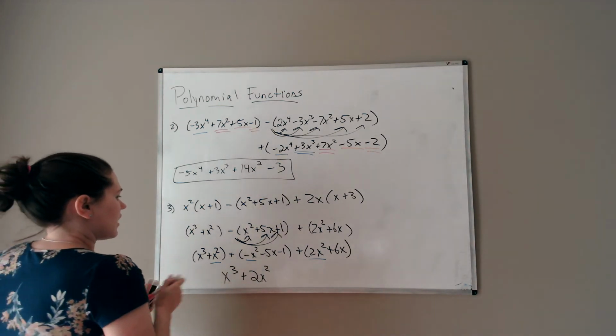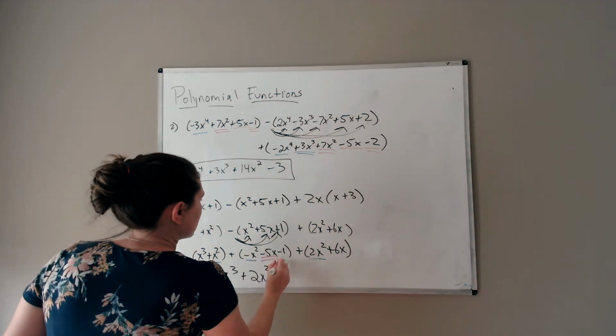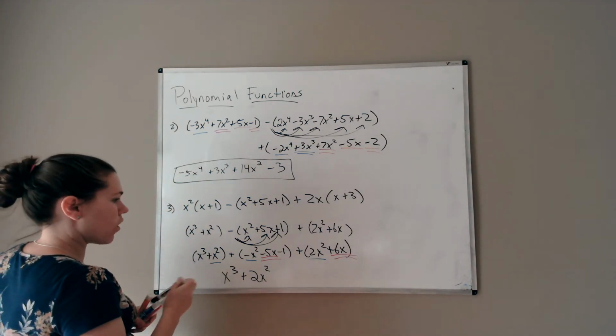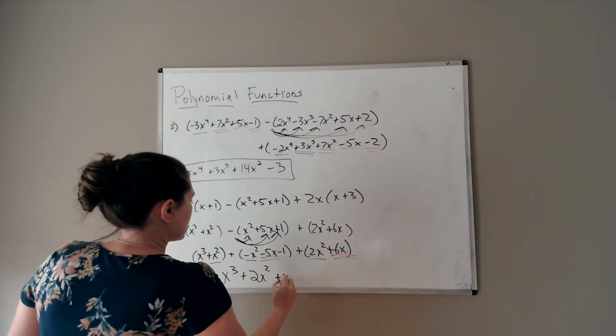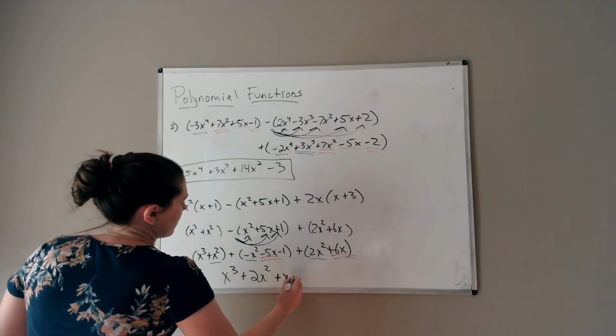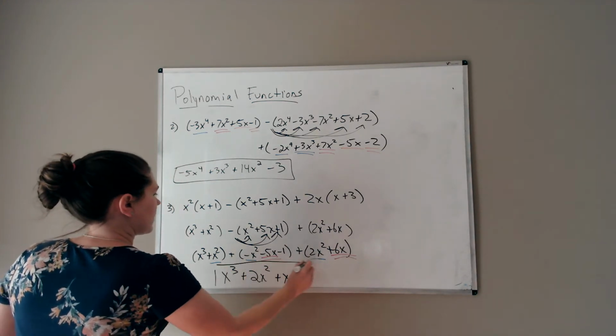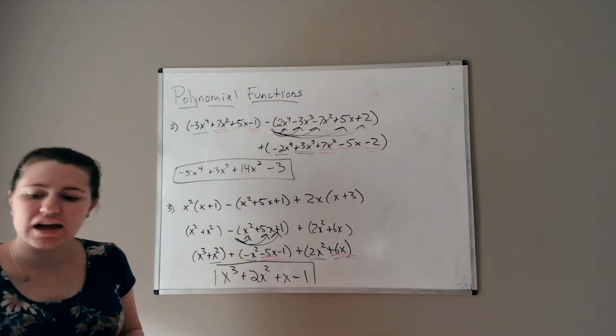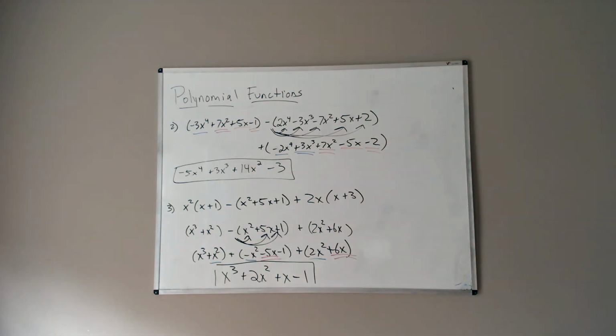Next would be linear. I've got a negative 5x plus a 6x. That's going to give me positive 1x. And then I've got the minus 1 and no other constant term. So there is our simplified polynomial. Okay, so that's adding as well as multiplying with a scalar. And so now we'll go into multiplying polynomials together.